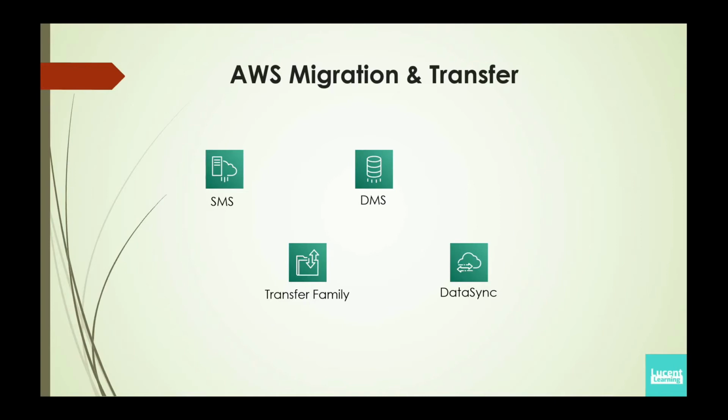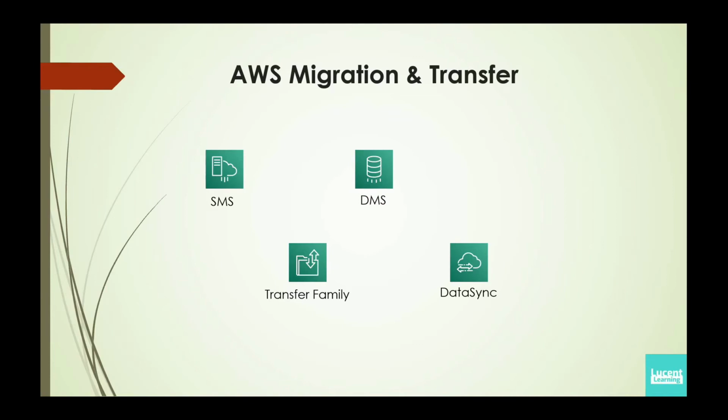If you want to use SMS, you will download a VM appliance from the AWS console, and then you have to deploy it either on Hyper-V infra or VMware vCenter infra. Okay, and then you can register your connector with AWS, and then you can start uploading your VMs to the cloud. The second one is DMS, which is used for database migration.